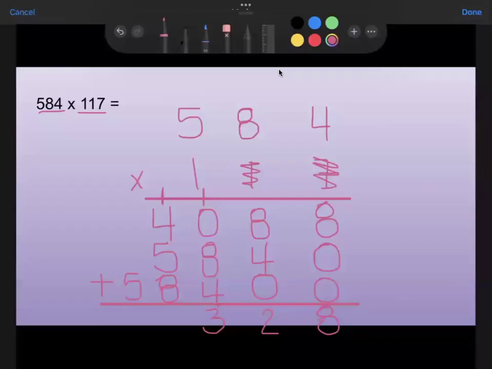Okay, so 1 plus 4 is 5. 5 plus 5 is 10. Okay, not as bad. And then 10 plus 8 is 18. So an 8 here, and a 1 here, and then a 6 there. So the final answer to this, no matter which method you choose to use, would be 68,328.